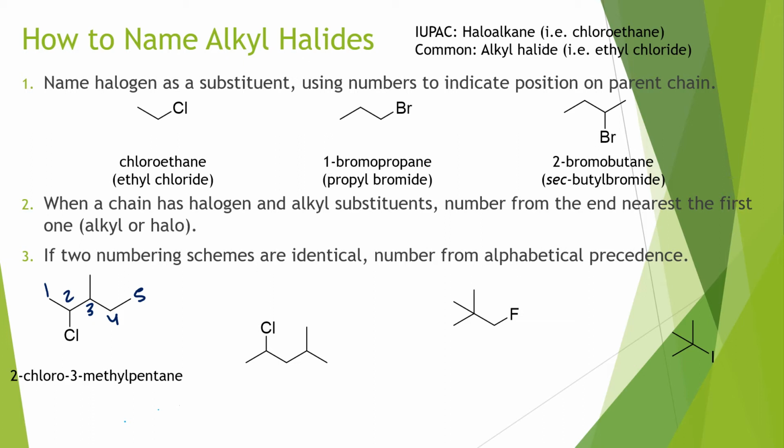Now let's look at our next one. We have a 5-carbon chain again, and our numbering schemes are actually identical. So if we started on the left, it'd be 1, 2, 3, 4, 5. Our substituents would be on 2 and 4. And if we started from the right, our substituents would still be on 2 and 4. So this is where that rule number 3 comes in. Now, what we're going to use is alphabetical precedence. So since chloro comes before methyl, or C before M, we're going to number left to right. So the name of this would be 2-chloro-4-methylpentane.